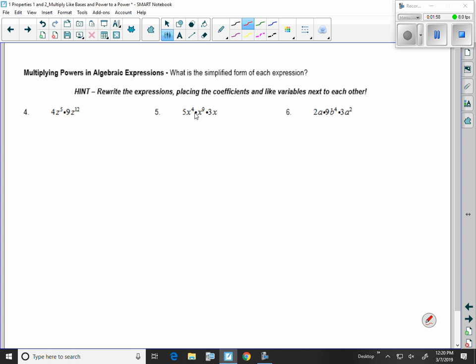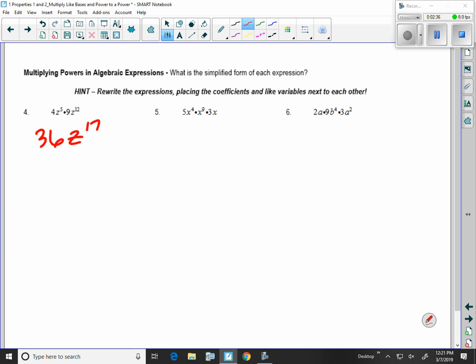Okay, so here's what I want you to know. Whole numbers that are not exponents, for example 4 and 9 in number 4, do not associate with the z's. So you can actually multiply the 4 and the 9. What's 4 times 9? Okay, so I'll have 36, and then you have to worry about the z's. Z to the what? Yeah, perfect. So take care of the numbers and the variables with the bases separately.